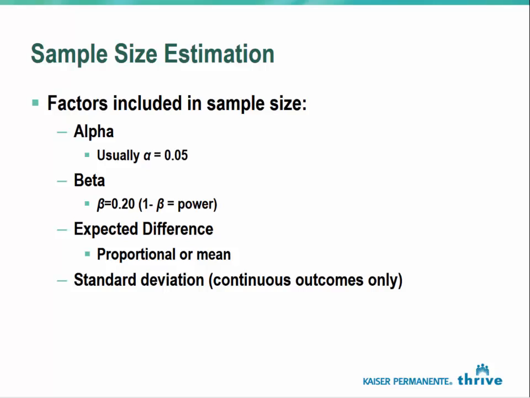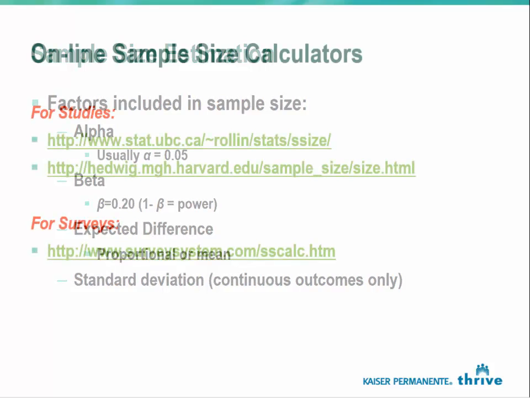And then the expected difference is usually what we think of as the effect size, proportional and mean. So we say between these 2 groups, we expect a mean difference of, say, 0.3, a mean difference of 3 millimeters of mercury for blood pressure, or maybe a proportional difference. We expect one group to have an event rate of 20% and the other group to have an event rate of 15%. And with those, we can start building our sample size. We also need a standard deviation if we're using means for continuous outcomes.